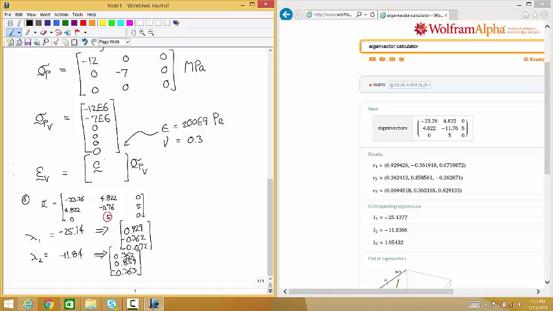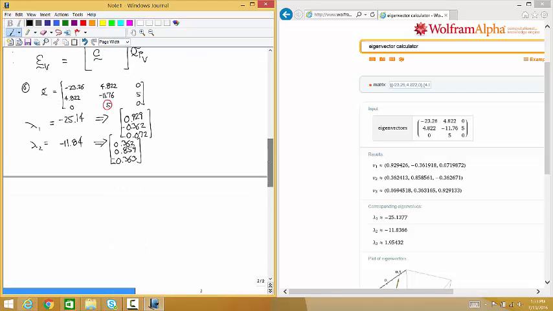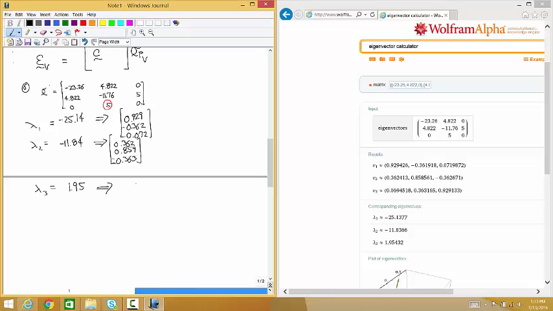And then the last one, lambda 3, is 1.95, and that corresponds to 0.069, 0.363, 0.929.